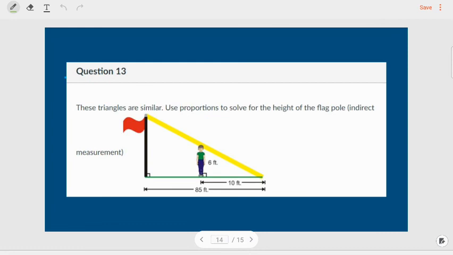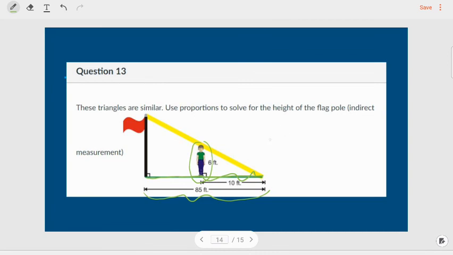Use these triangles that are similar. These triangles are similar. Use proportions to solve for the height of the flagpole. So imagine as if these things are casting shadows. So the flag is casting an 85-foot shadow. Here's my 85 feet. My little person is casting a 10-foot shadow, and this boy is 6 feet tall. So I'm going to use indirect measurement and proportions. This is just like the problem you saw in the previous one. So let's set it up.